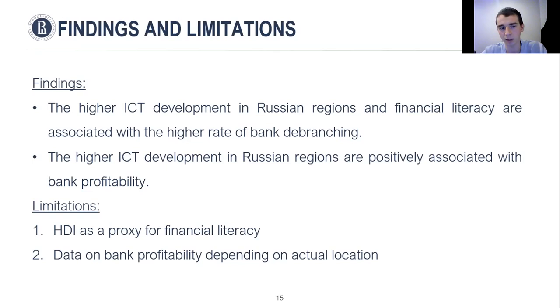So the first limitation is that HDI is a proxy for financial literacy. So as already said, it's broad and maybe I should use some more narrow proxies such as years of schooling, for example, or the number of universities in such regions and so on. And the second limitation is that, as already said, data on bank profitability depends on the actual location of banks. So I think that's all.